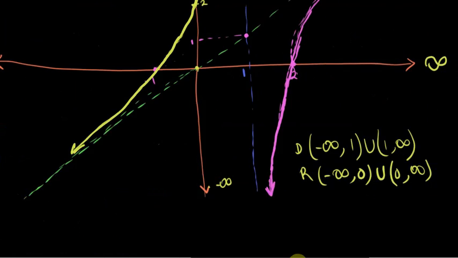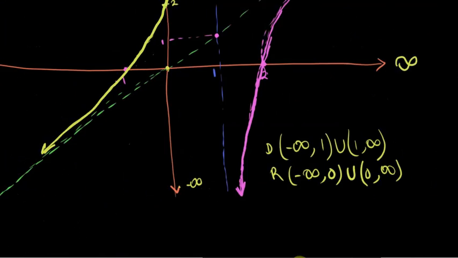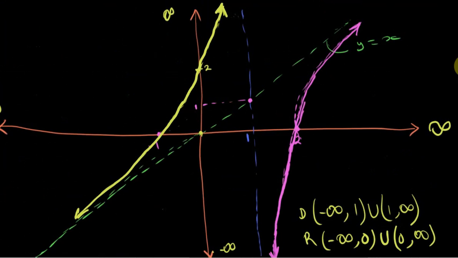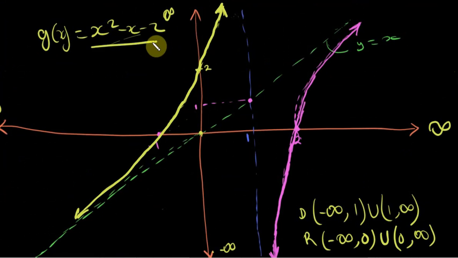That's it for this video. This is how a rough sketch of the function g of x equals x squared minus x minus 2 over x minus 1 will look.